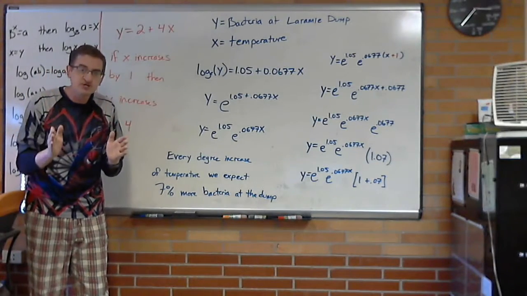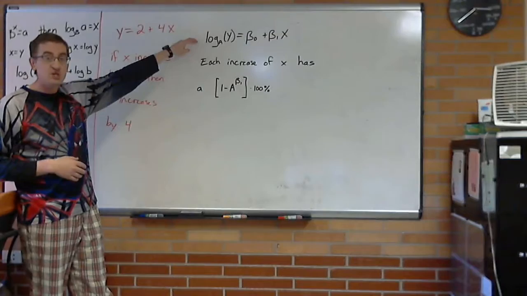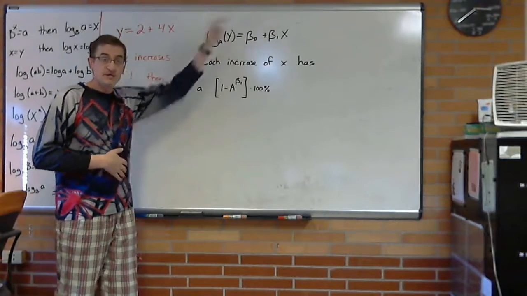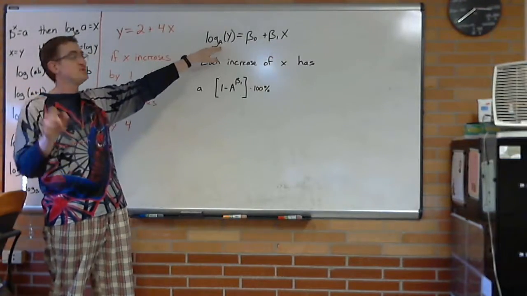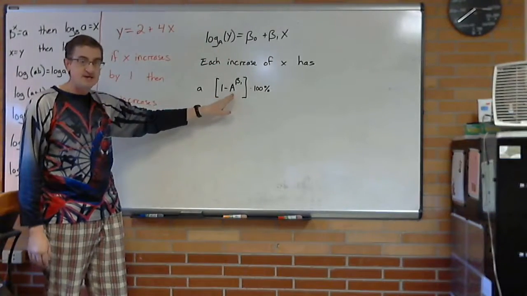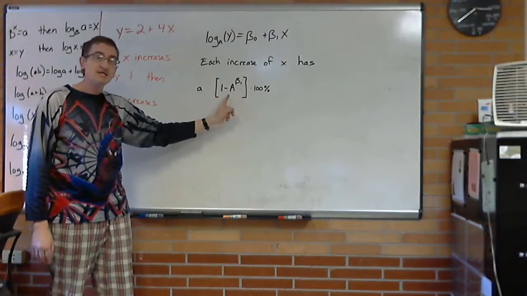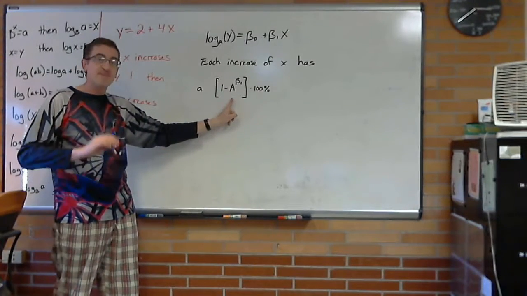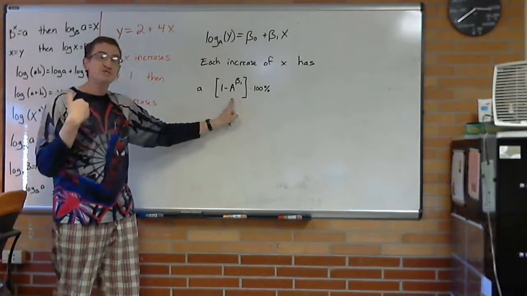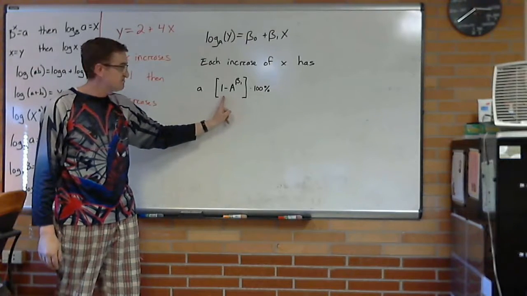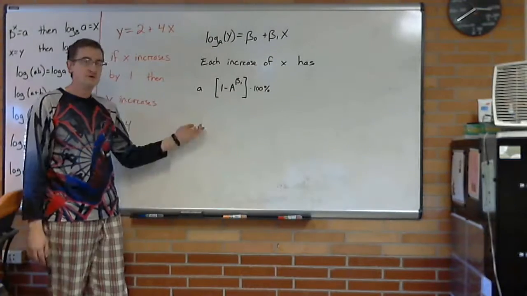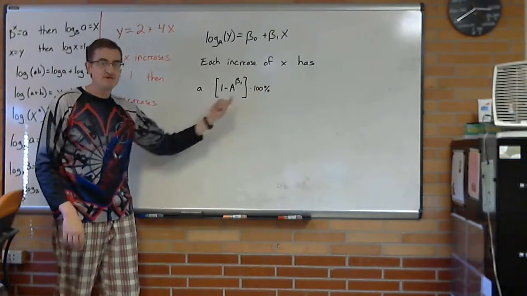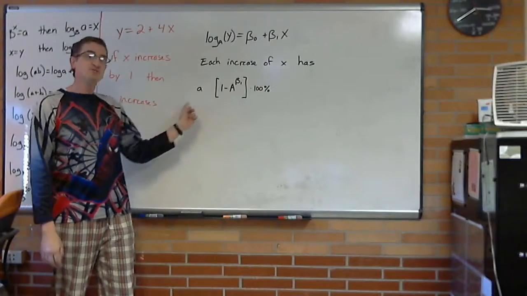The bottom line here is that if you have a log y on a linear form of x, then the base here, whether it's base e, base 10, or base whatever you want, you take that base, raise it to the beta 1, and then subtract 1 from it because that tells you how much it's increasing or decreasing from what we had before. And then to make that a percent, you've got to multiply by 100. We did it before, 0.07 became 7%. But this is really all you need.